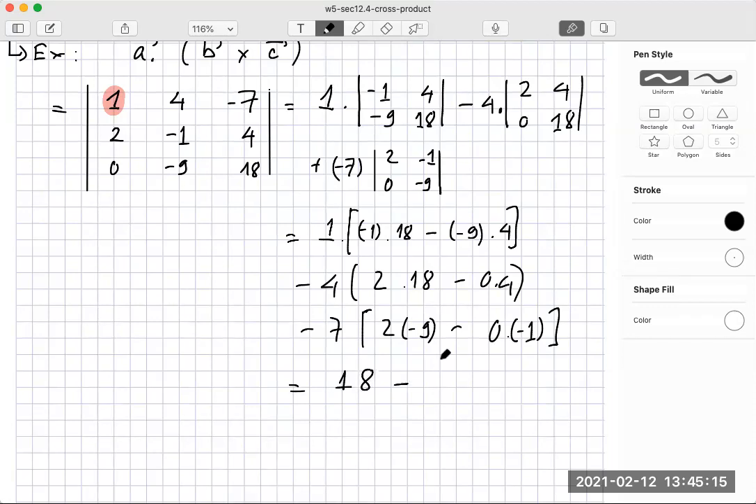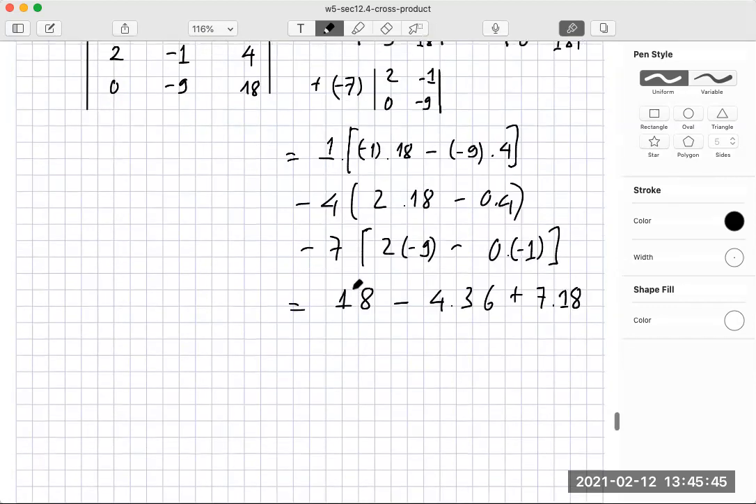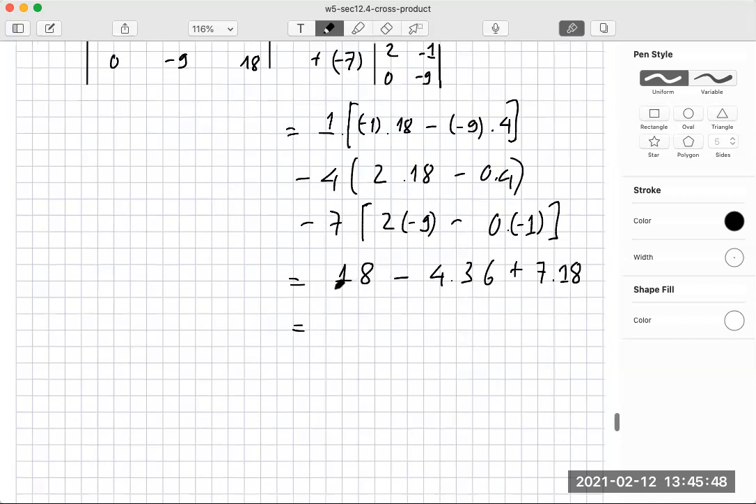Okay. Here is -4 times 36. Very good. And here it will be -7 times -18, right? Or it will be plus 7 times 18. And this is 0. Very good. So 18 is the common number, right? If we factor 18 out, what is left here?